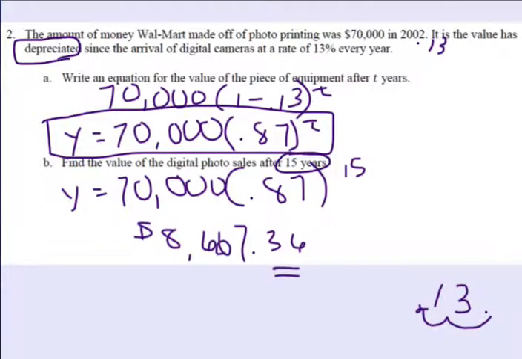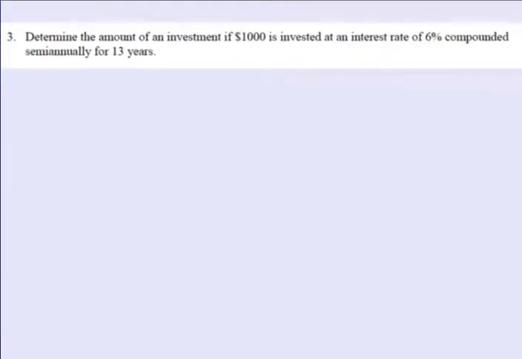Okay? Let's take a look at number 3. So for number 3, we're going to be doing a compound interest formula. When you read through it, it says determine the amount of an investment if $1,000 is invested at an interest rate of 6%, which as a decimal is 0.06, compounded. Okay, so that's how we know we need to use the compound interest formula, because it flat out says compounded in the problem. Semi-annually. So semi-annually means twice a year. So that's going to be that n is equal to 2 for 13 years.